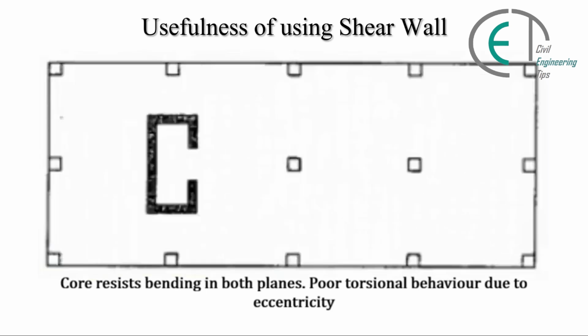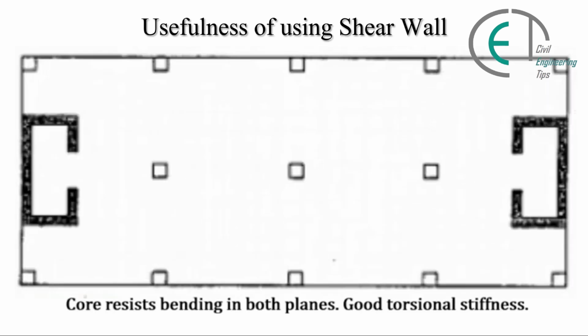This type of shear wall is not called shear wall, these are called core walls, which are used for lifts, and core resists bending in both planes, and here we get poor torsional behavior due to the eccentricity. If we can manage the eccentricity by shifting this core wall inside the building, then it can provide us good torsional stiffness. As an example, this type of shear wall is symmetrical, and here we can get good torsional stiffness.